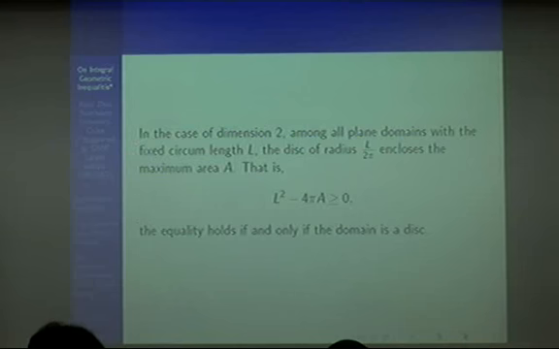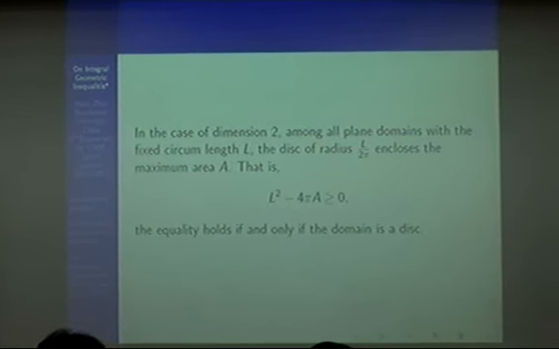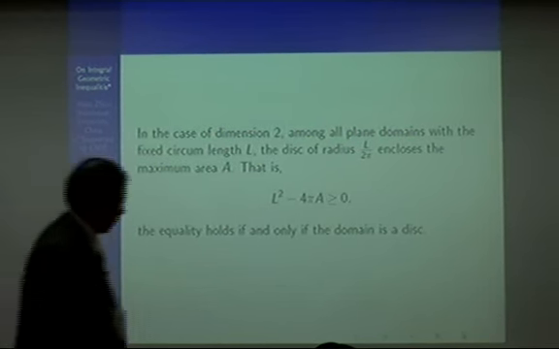In the case of dimension 2, among all plane domains with fixed circumference L, the disk of radius r encloses the maximum area. That is, we have L squared minus 4 pi A is non-negative. The equality holds if and only if the domain is a disk, and this gives the maximum area.